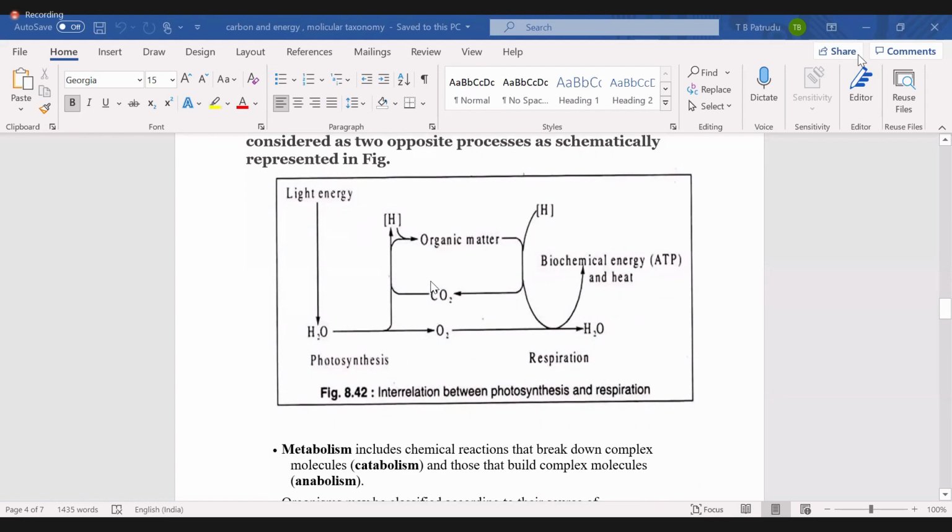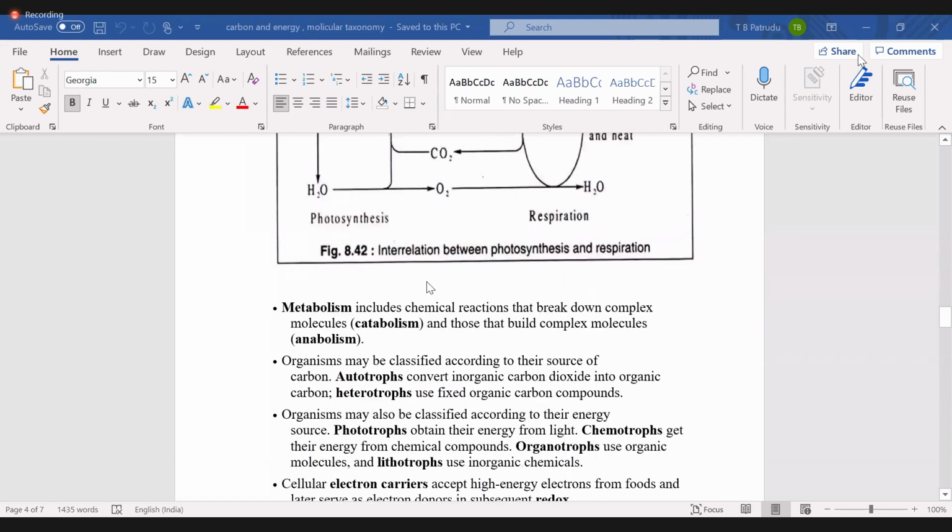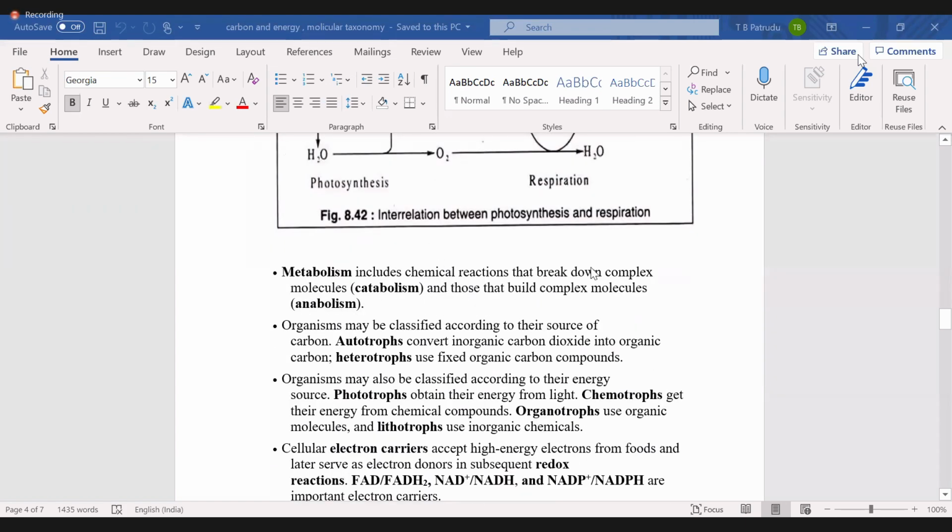Next, some important words of metabolism. Metabolism includes chemical reactions that break down complex molecules, which is catabolism. So breaking down complex molecules is catabolism, and building complex molecules is anabolism. Both catabolism and anabolism together are called metabolism. One is a breakdown, and the other is the building of complex molecules. So catabolism is breakdown, anabolism is building of complex molecules.